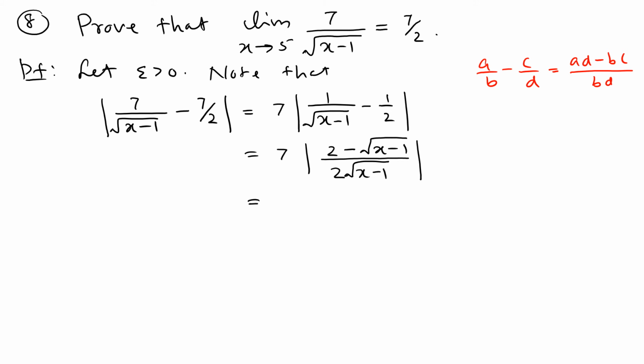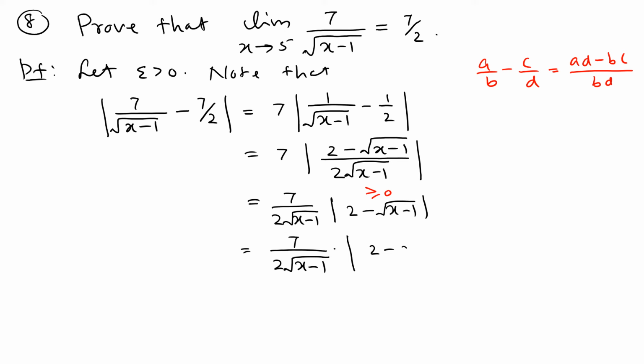Now since we know that the square root of x minus 1 is greater than or equal to 0, we're going to pull that out of the absolute sign. So we can write this as 7 over 2 times the square root of x minus 1, and then the rest, we have |2 minus the square root of x minus 1|. This is a square root type of problem, so we're going to use the conjugate method. We multiply the top and bottom by the conjugate, and be careful, the conjugate changes the sign only of this one, not inside. So the conjugate would be 2 plus the square root of x minus 1.